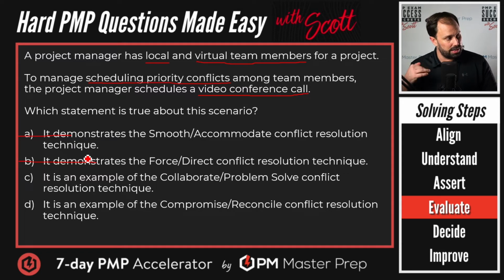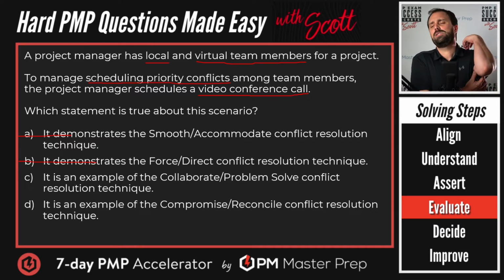All right, so let's go to C. Is an example of collaborate, problem solving, conflict resolution. It's working together, trying to find the best thing for everybody. Feels a little bit closer to home, right? Because what we're doing is we've got people all over the place. Can't call them all in. Like to manage scheduling priority conflicts, we're going to have this.